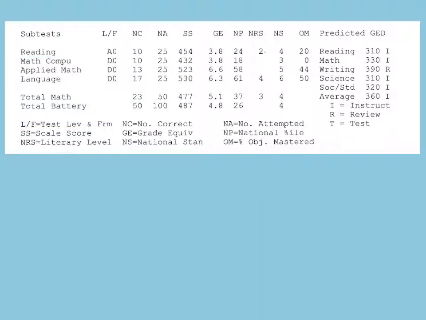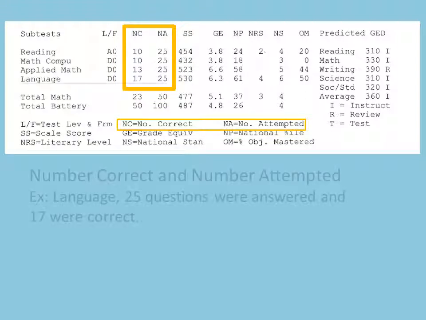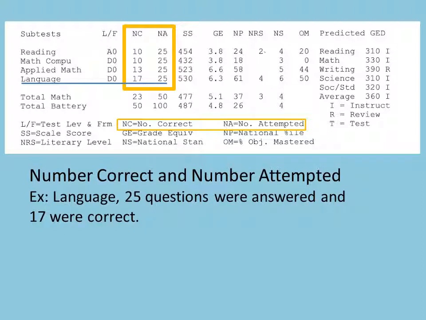The next column shows you the number correct and the number attempted. Unlike the quizzes and tests you probably took in school, a perfect score is not the goal of the Tabe. Because this test is of progress, it's appropriate to miss some questions. This means that the test is narrowed down to where your skill level is. If you do get a perfect score, then most likely you're ready for a higher level test.